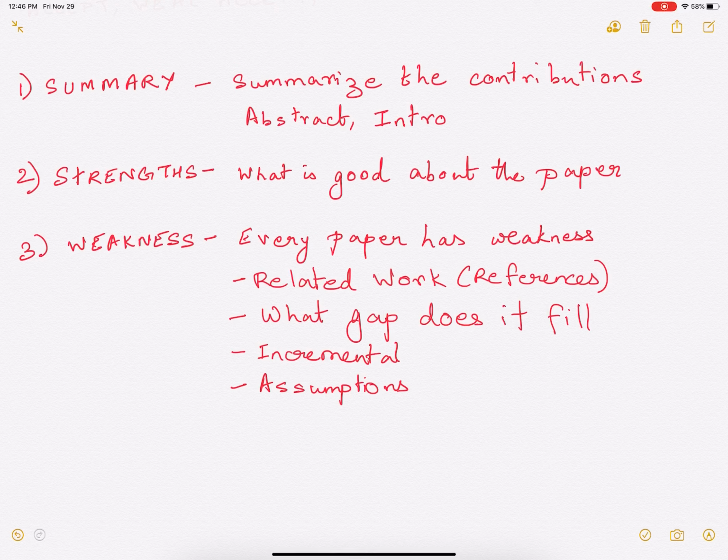Then there could be proofs. So you should check the proofs or at least glance through the proofs to understand whether they are correct. So check proofs of theorems that are there in the paper. After you've done that, you should look at experiments. Now, in the experiments, you should see whether they're repeatable. You should check for repeatability.